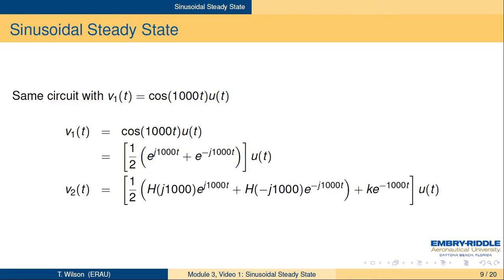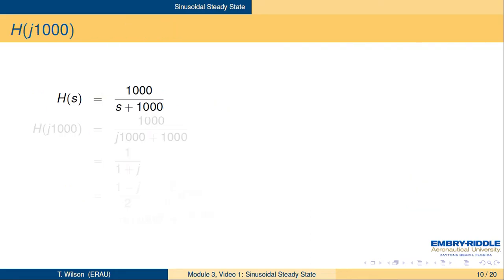So when we apply this to the circuit as the input, we're going to get e to the j 1000t is going to evoke h of j 1000 e to the j 1000t, and e to the minus j 1000t is going to evoke h of minus j 1000 times e to the minus j 1000t. And then we still have the natural response term, e to the minus 1000t, with some scale factor we're not bothering to calculate. So we take h of s and plug in s equals j 1000.